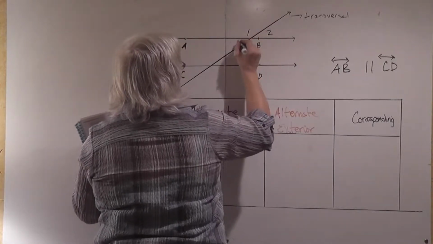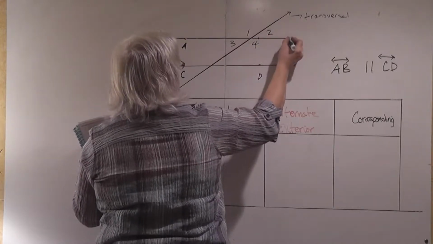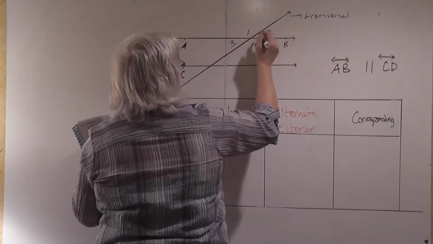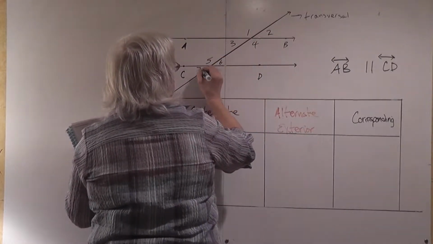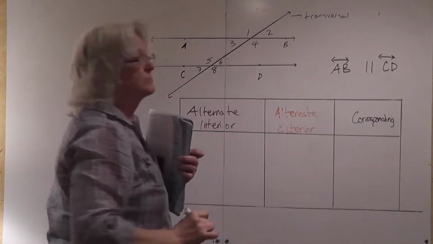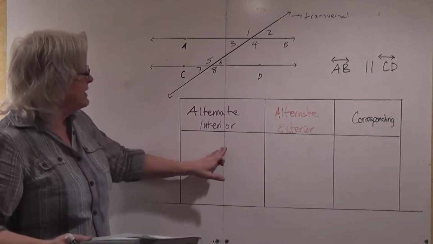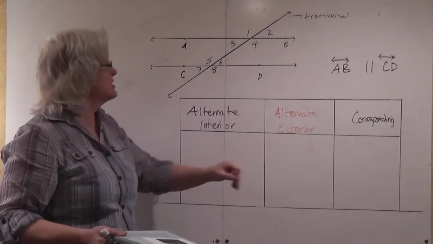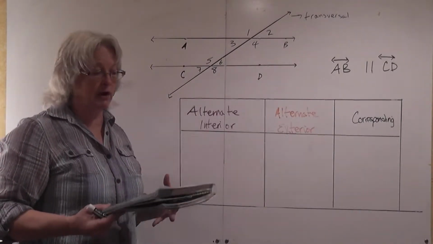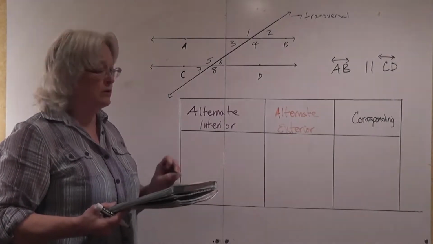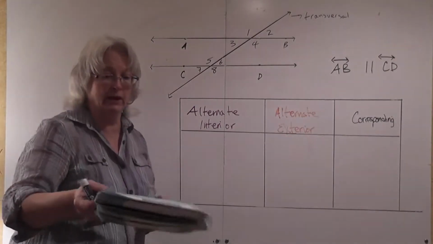Angles 1, 2, 3, 4, and angles 5, 6, 7, and 8. And there are 3 different types of relationships between the angles. You have alternate exterior angles, you have alternate interior angles, and you also have corresponding angles. These are the relationships that are between them.